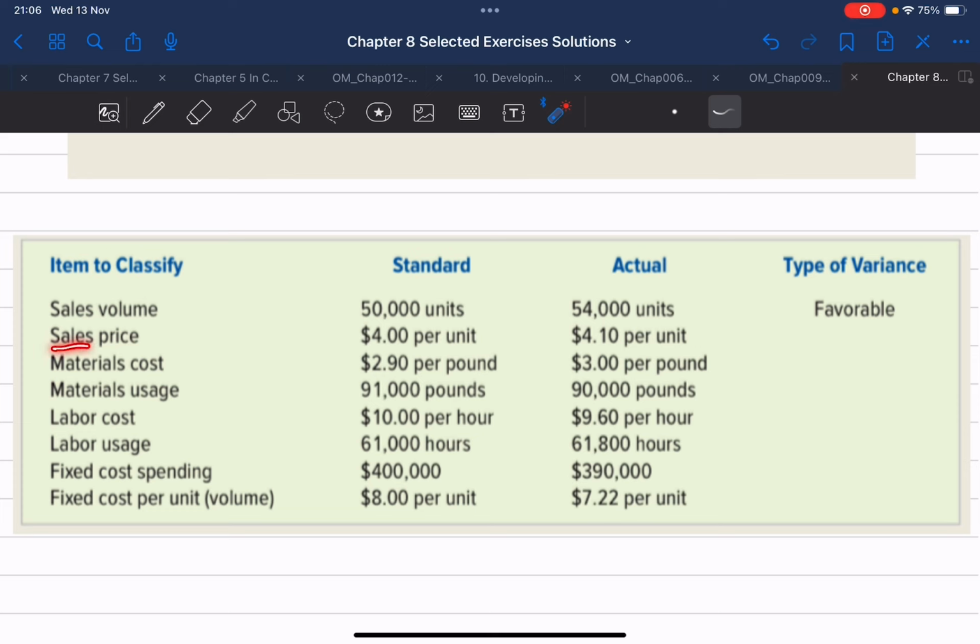Next one, sales price. The standard price was $4 per unit, whereas the actual price per unit was $4.10. So as you can see, the price is higher in the actual scenario than the standard or the budget. Okay, so to sell for a higher price, that's of course a favorable thing to the manufacturer. So the answer to this second item is going to be also favorable.